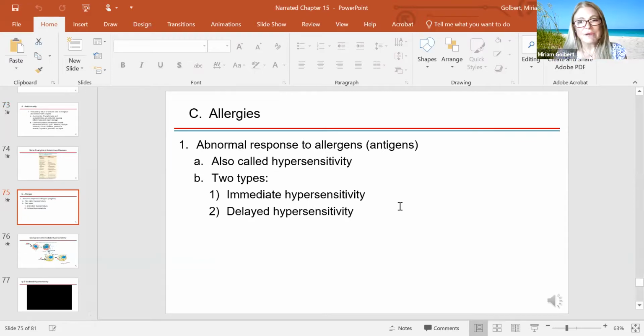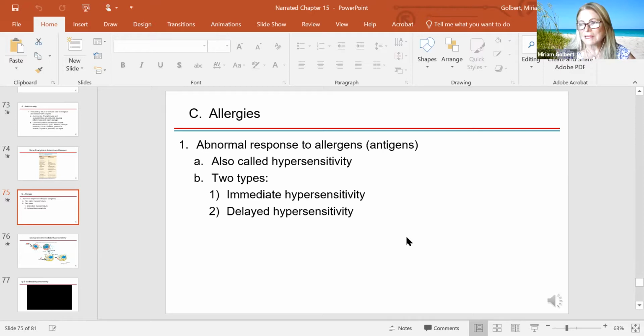Allergies, we all suffer from allergies, right? And especially these days, pollen is in high quantity. The antigens that cause these exacerbated or exaggerated reactions are called allergens. So they're still antigens, but they cause allergies. And allergy is an excessive response of the immune system.